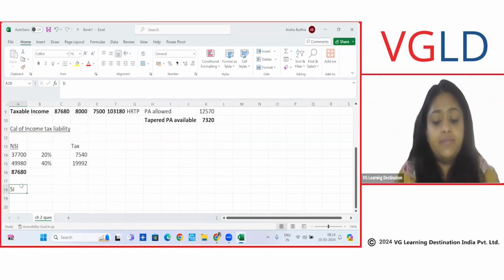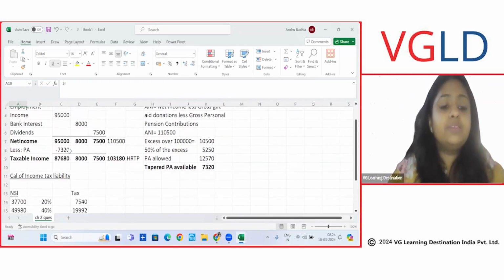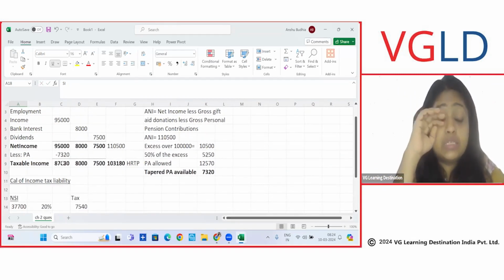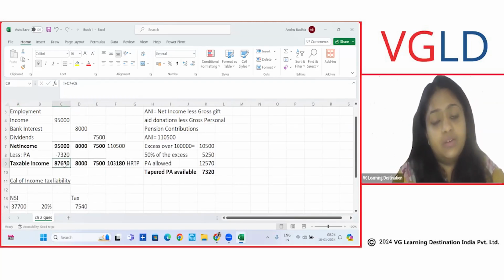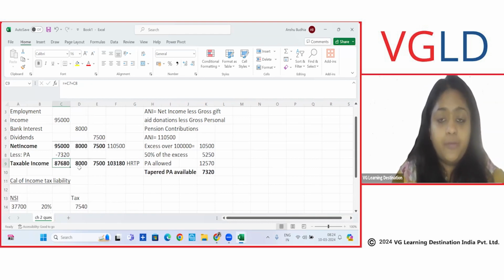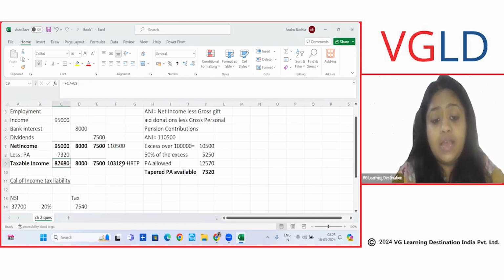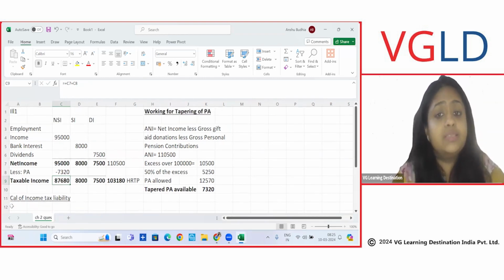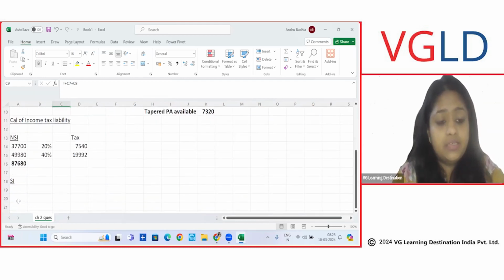I'll give the heading savings income. For savings income, please check, is the starting nil rate band available? No, because NSI is more than 5,000. Then check, is the savings nil rate band available? Yes, as he is a higher rate taxpayer. So savings nil rate band of 500 is available, right? So I'll write here.